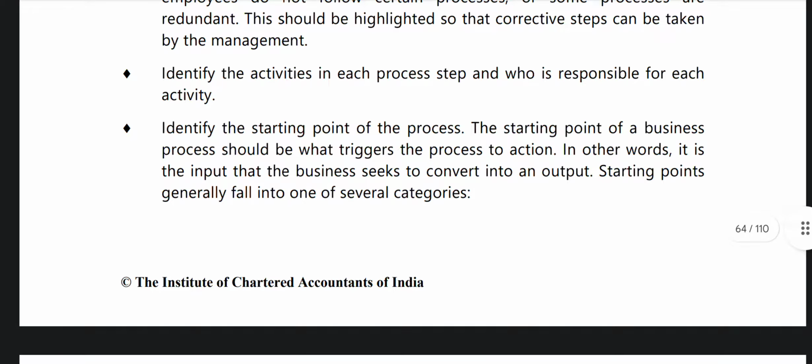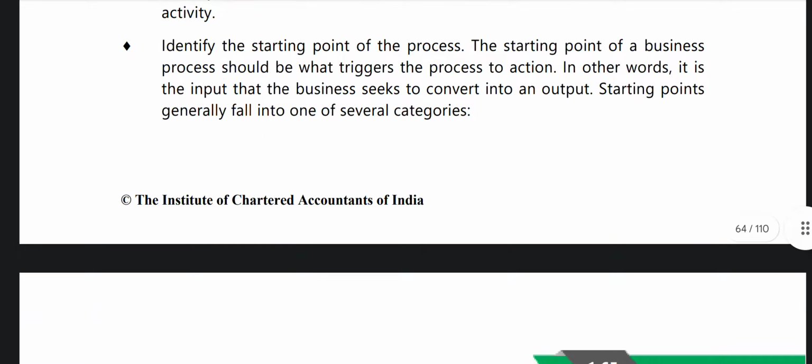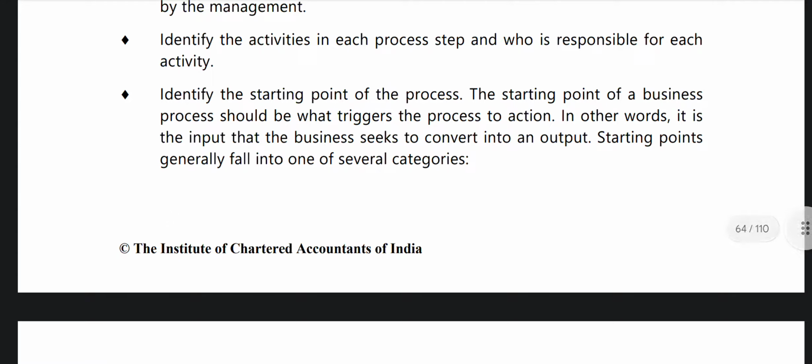Next, identify the activities in each process step and who is responsible for each activity. The employees, division managers, low level managers or operational employees in their operational system, the persons responsible for each step, are to be found out.